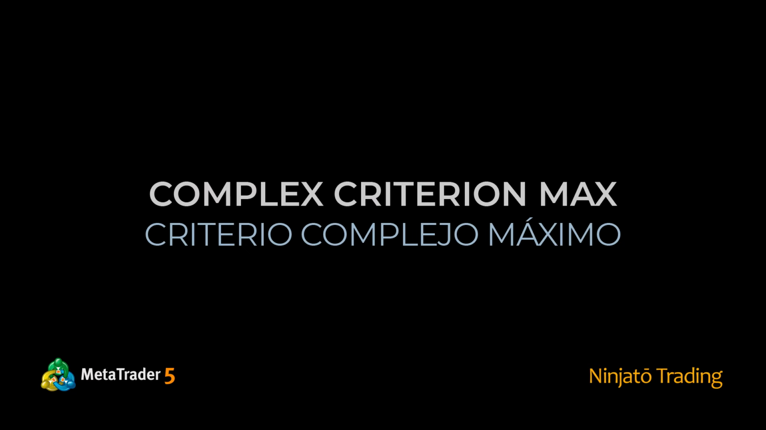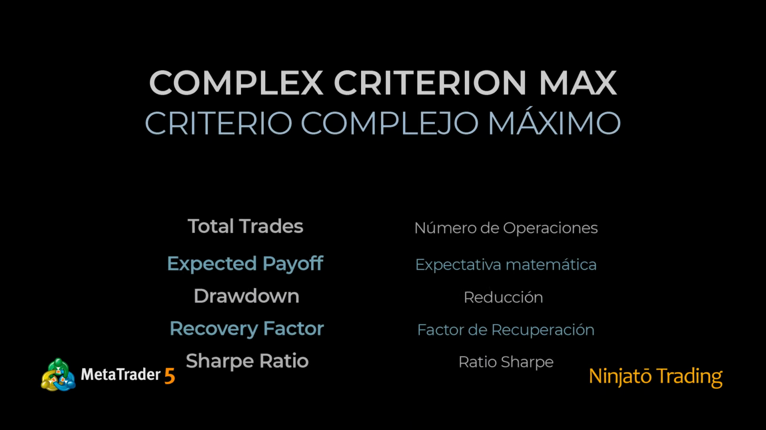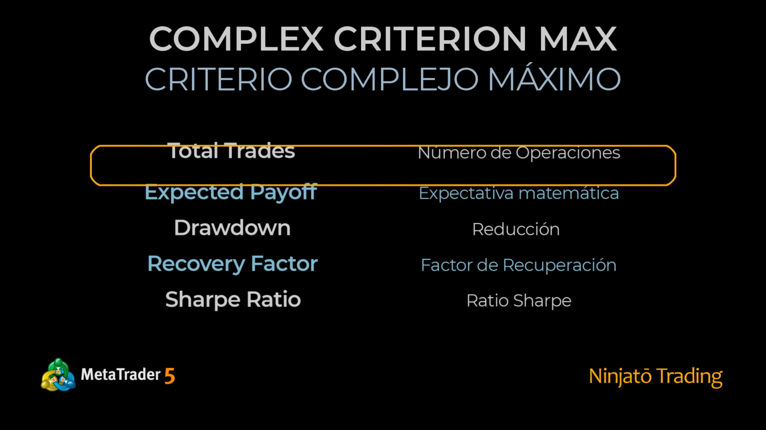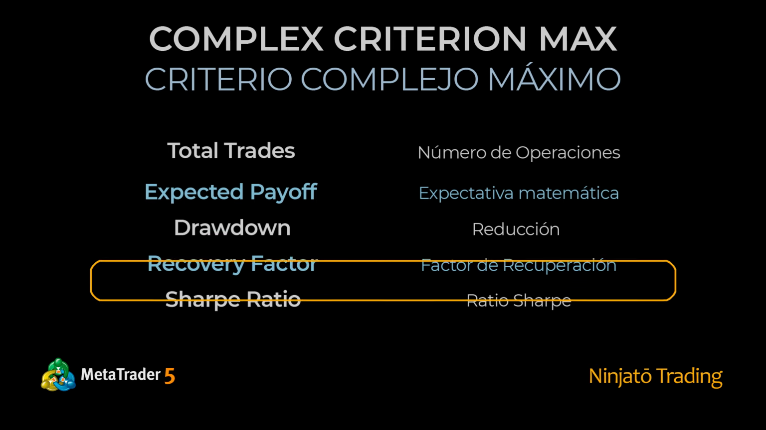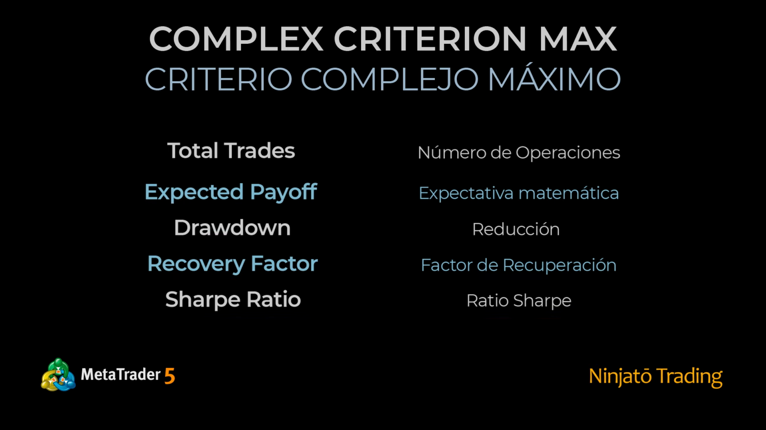It's a comprehensive quality metric that considers several aspects simultaneously: the number of trades, drawdown, recovery factor, expected payoff, and Sharpe ratio. To be reliable, your trading system must perform well in all these aspects. By choosing this complex criterion, the MetaTrader 5 strategy tester does this evaluation for us.